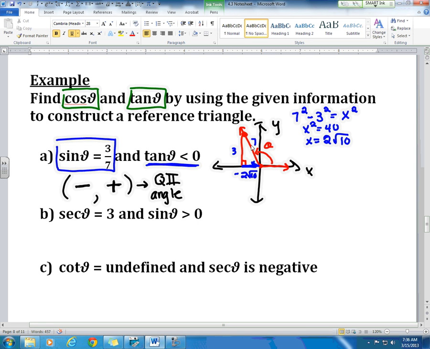So that means that the cosine of this angle theta, I think at this point it's almost easiest to go back to the SOHCAHTOA idea. Cosine, remember, is adjacent over hypotenuse. So negative 2 radical 10 over 7. And the tangent of theta is opposite over adjacent. So negative 3 over 2 radical 10, which we will rationalize to negative 3 radical 10 over 20. So those are our two values.